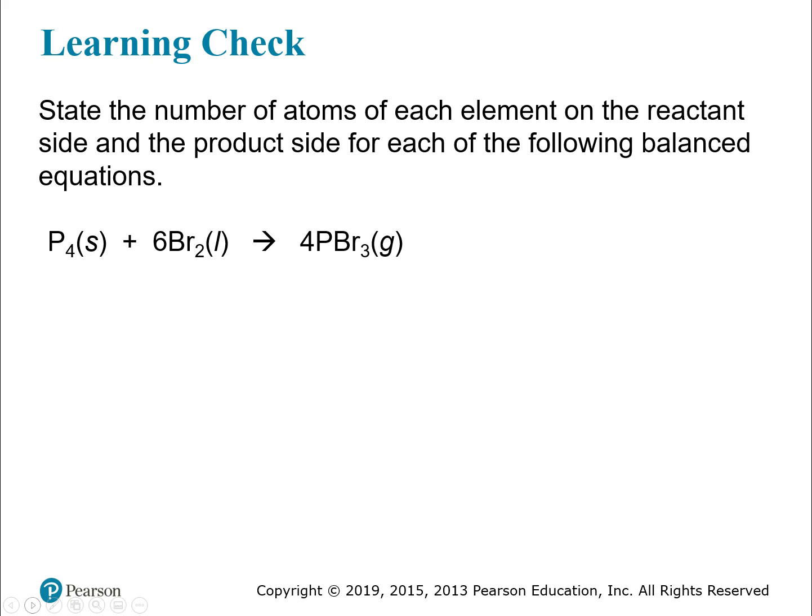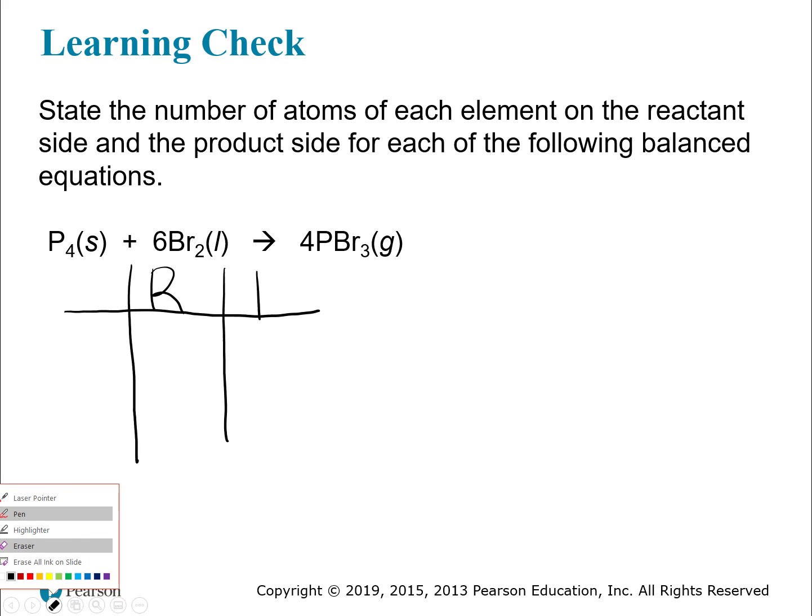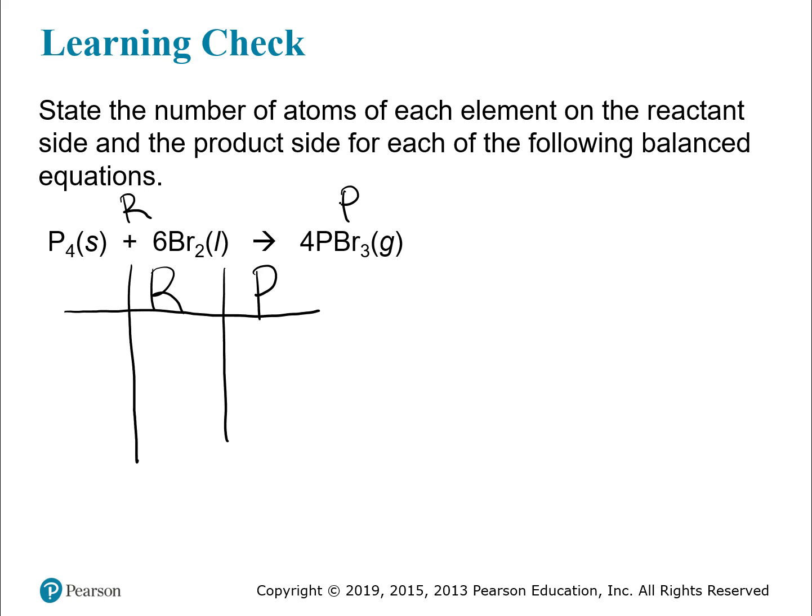This is a learning check where you can count the number of atoms of each element and make a table to see how many of each element you have on each side. We did this in the live lecture, but if you weren't there or if you just need a quick refresher, I'll do it for you. The best way to do this is to make a chart. Remember, the reactants are on the left side and the products are on the right side.